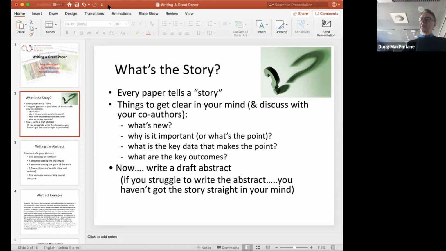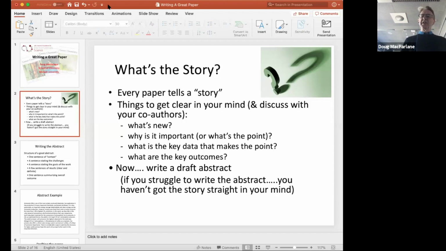If you think your work is broadly important to every person on this planet, great. That means you've got really significant work. And if you're going to publish this in a broad, high impact factor journal, you might therefore write it in such a way that it can be really understood by a very broad range of people, even beyond science. So why is it important, and to whom is it important, or what's the point?